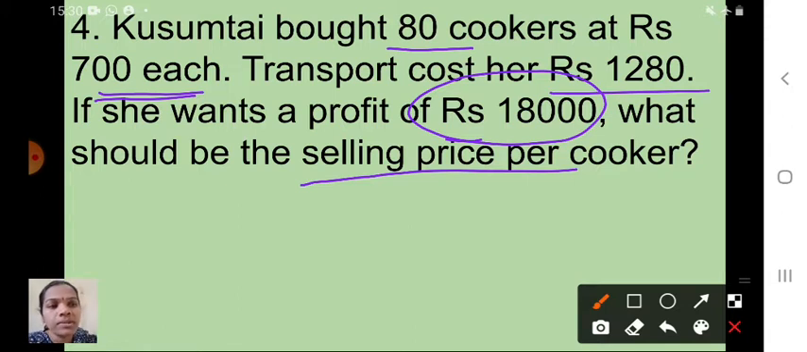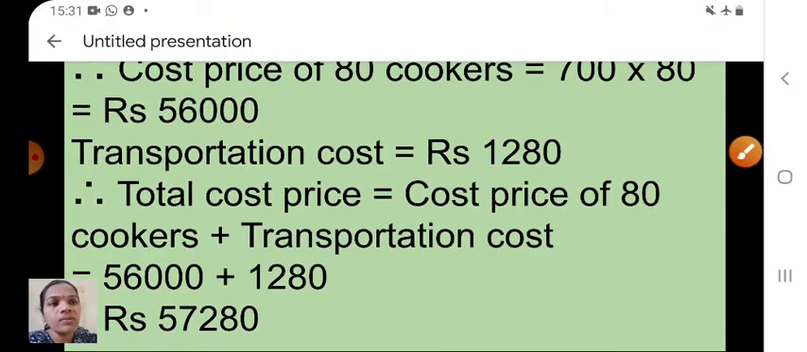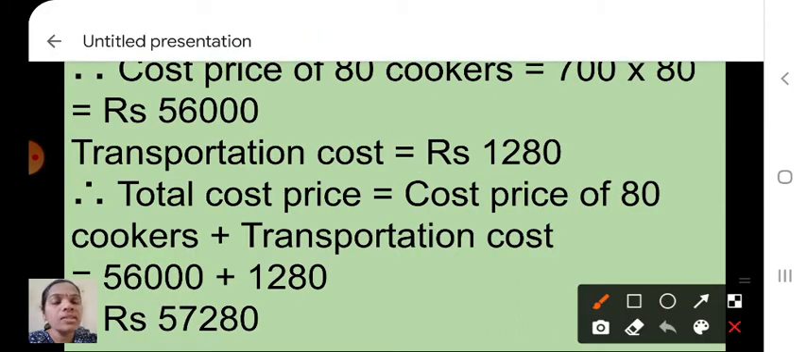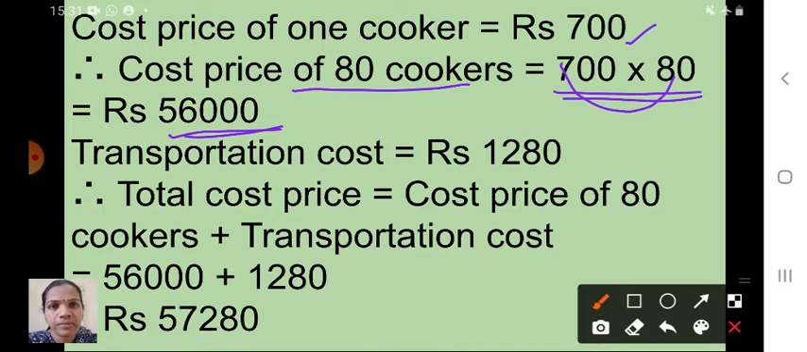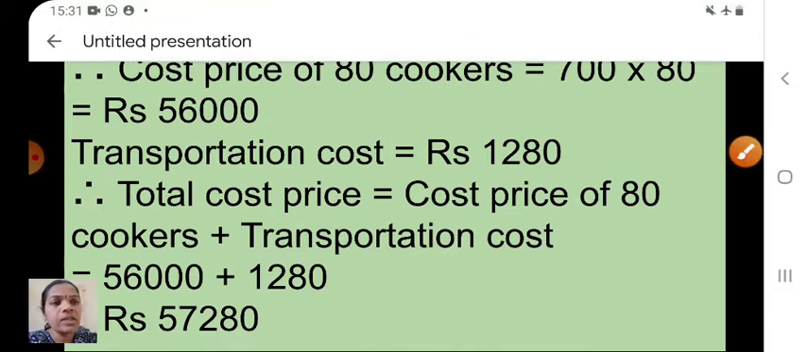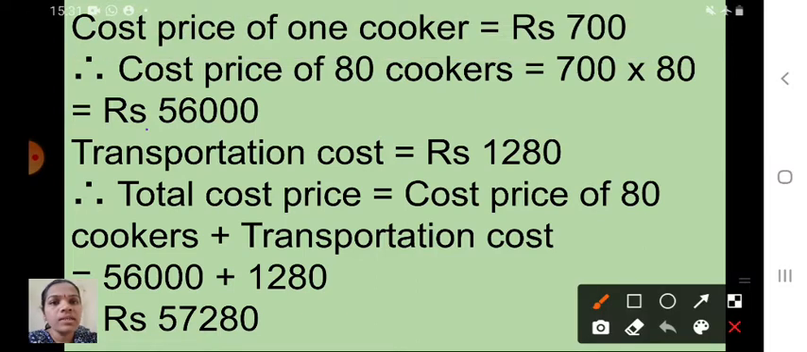Okay, so step by step I will explain here, children. First one, see here, cost price of one cooker is rupees 700. Next, cost price of 80 cookers we have to find. That means 700 into 80. Okay, so 7 8s are 56 and the zeros we have to add. So cost price of 80 cookers is what? 56,000 rupees.